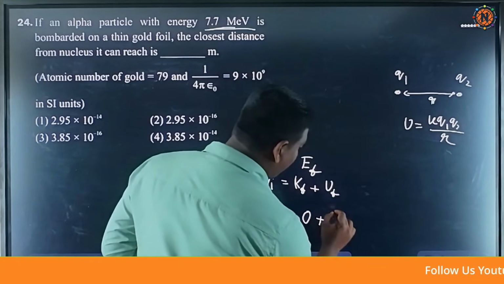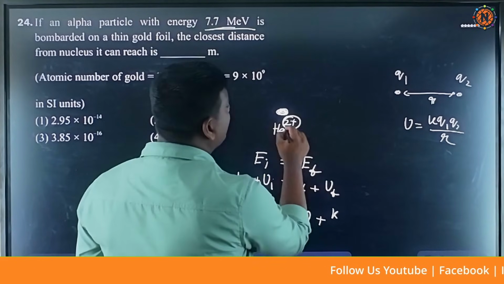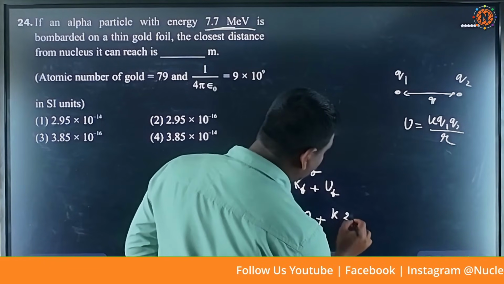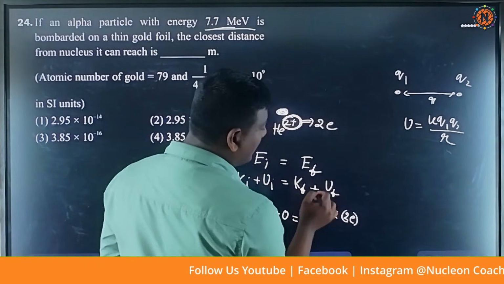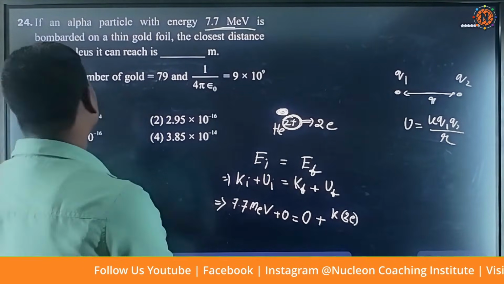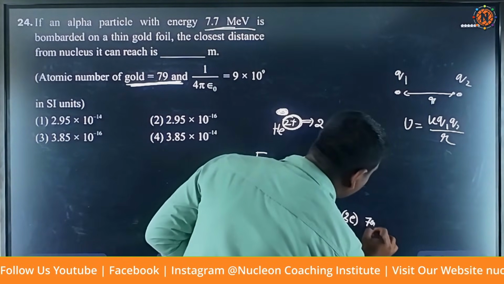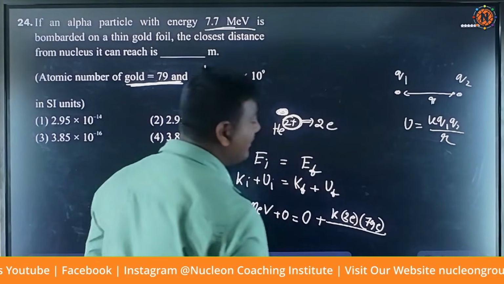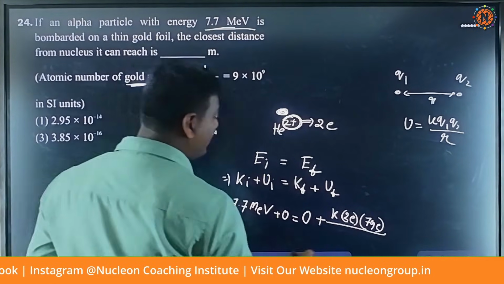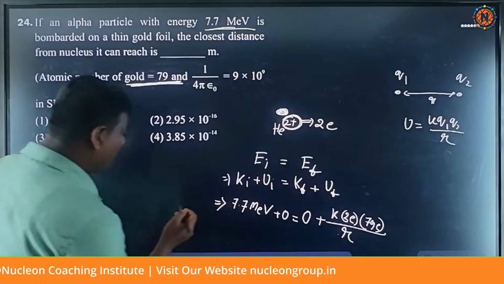Now see, what is q1? Charge of the alpha particle: the nucleus has only 2 protons, so we can take 2e, so k into 2e. And then what is the charge q2? The charge of the gold nucleus is 79 times e, because in the nucleus we have 79 protons, that means 79e, divided by this closest distance r. We need to find this r only. Just put the values and solve it.